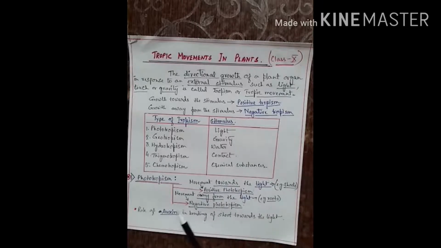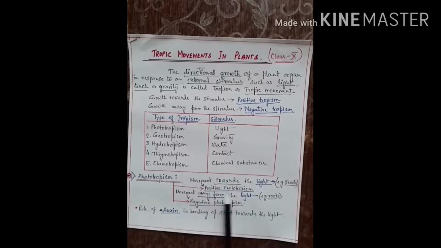First one is the phototropism, when the stimulus is light, just now I told you. When the plant parts grow towards the light, then it is called positive phototropism. You know, the shoots, leaves, branches, they grow towards the light. That means they are the example of having phototropism. Next, when the movement is away from the light, then it is called the negative phototropism. You know, the roots are the good example of the negative phototropism.